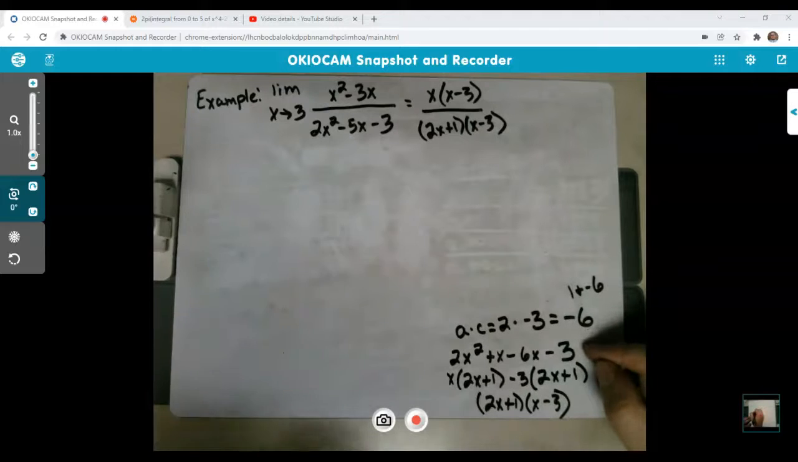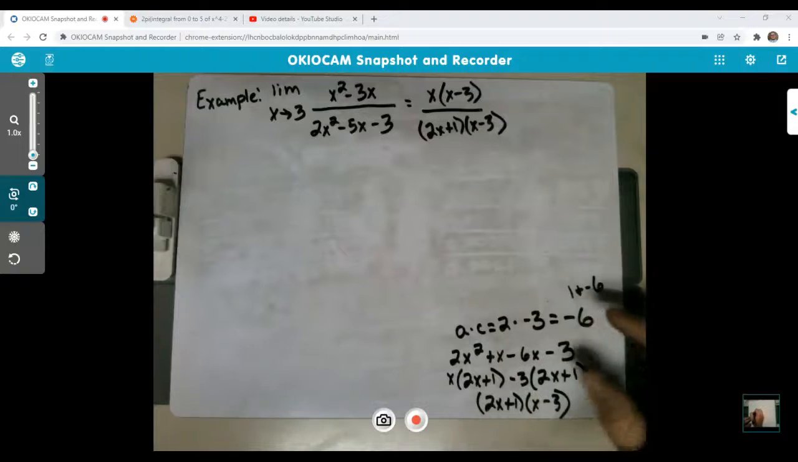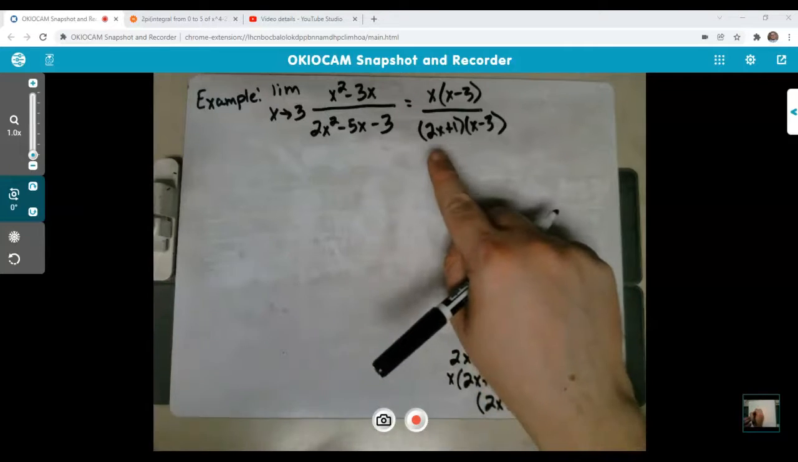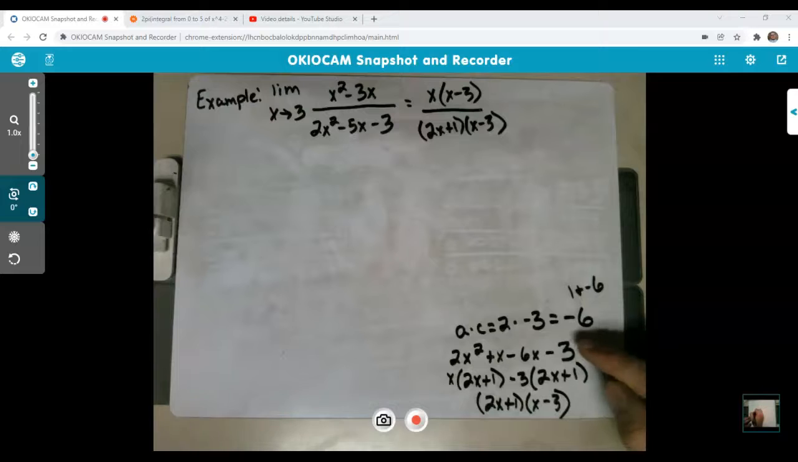That is a pre-cal skill, so if you don't understand how to do that, let me know and I will be happy to help you out, okay? There's a lot of ways to get that. I just like doing it like this, but that's just me.